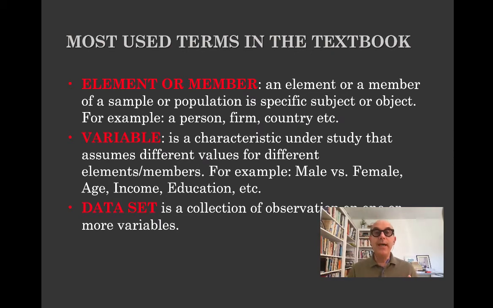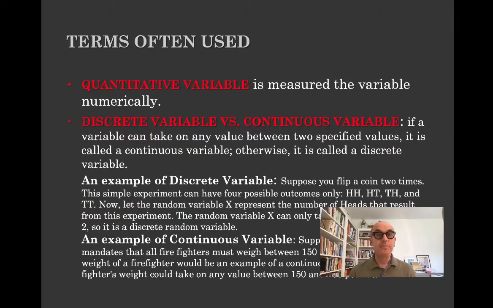So the most common terms in any statistical textbook are elements or members. An element or member of a sample or population is a specific subject or object, for example, a person, a firm, or a country. A variable is a characteristic under study that assumes different values for different elements or members, for example, female versus male, income versus age, education, etc. A dataset is a collection of observations on one or more variables.